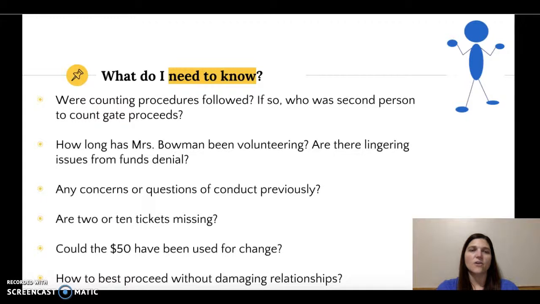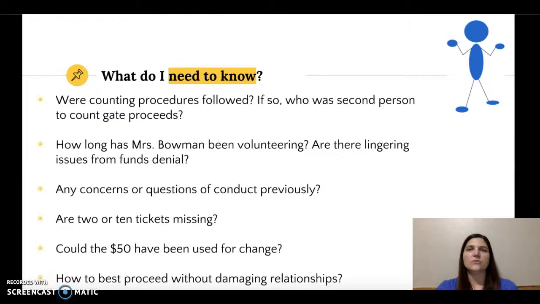Things that I need to know are, first, were these careful counting procedures followed? If they were followed, who was the second person at the gate that was counting the gate proceeds with Mrs. Bowman, the volunteer who turned the tickets and funds over that night? Another thing I think would be important to know is how long has Mrs. Bowman volunteered at the school?